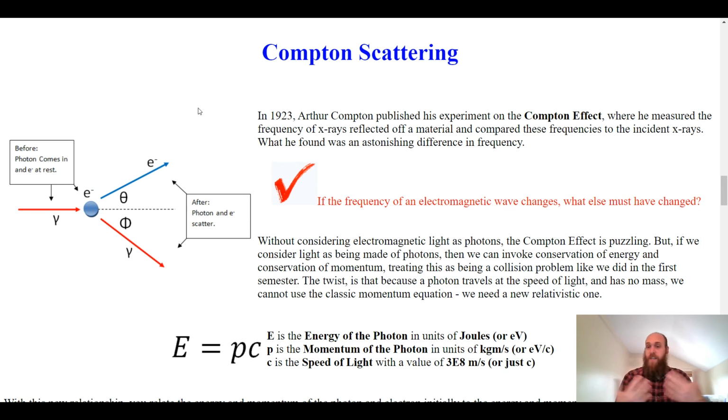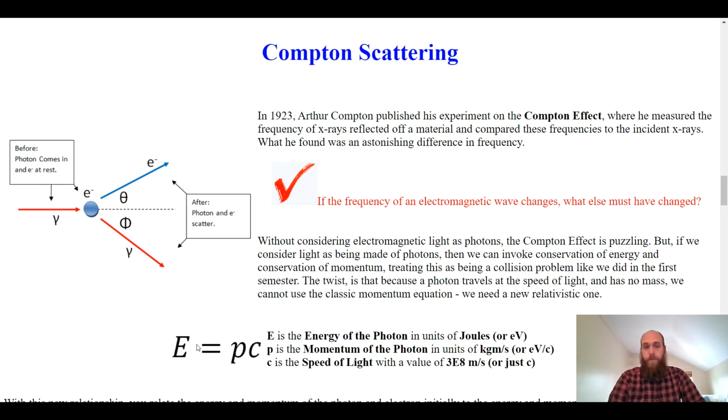And so if we have some kind of scattering or some kind of collision, we have to use conservation of energy and conservation of momentum, which implies that those photons coming in have to have some kind of momentum. But photons are just light. They don't have a mass. So we can't use just regular old p equals mv. It's not going to work. And so we need a new formula, which is the one shown right here, for photon momentum.